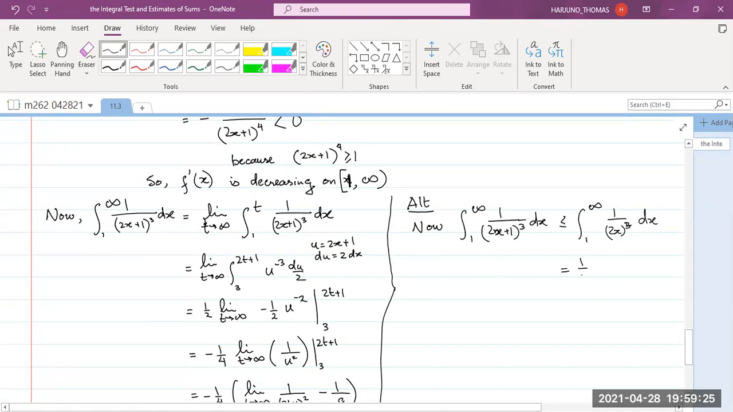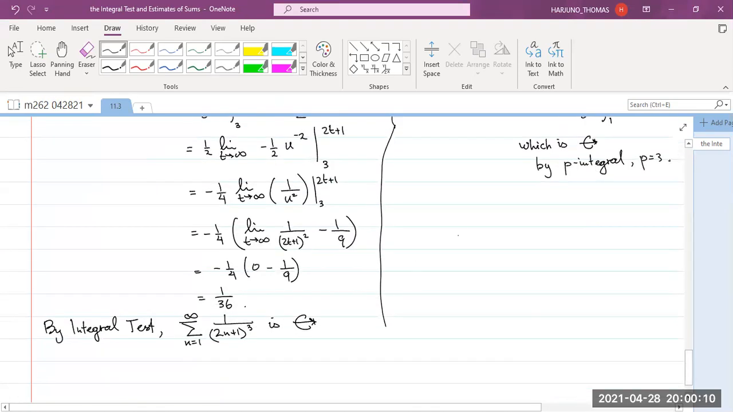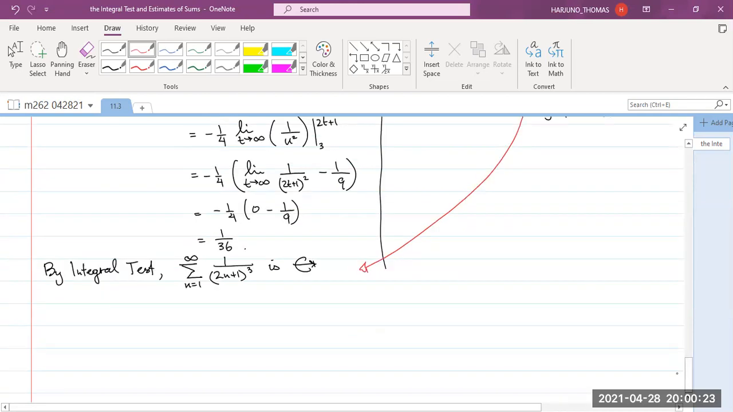Which is equal to 1 over 8 times the integral from 1 to infinity of 1 over x cubed dx, which is convergent by the p integral, p equals 3. Is it right? So we can just conclude right away by the integral test. And from there, we go here.